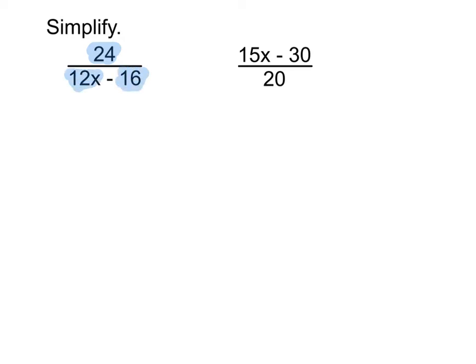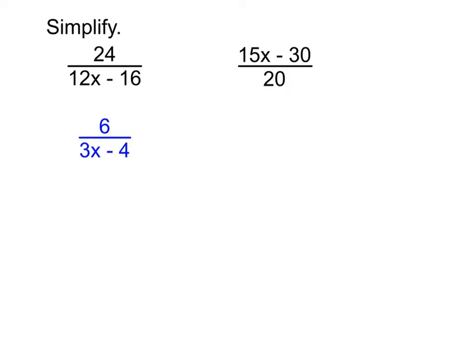So there's one term on the top, two terms on the bottom in this case. So I'm saying, what can I divide out of 24, 12x, and 16? And in this case then, it looks like the biggest number I could take out of all three of them is 4. And so I'm then going to divide all three of those terms by 4. And when I do that, I end up getting 6 over 3x minus 4.